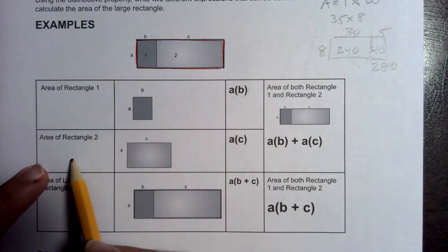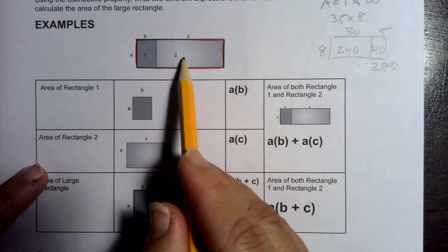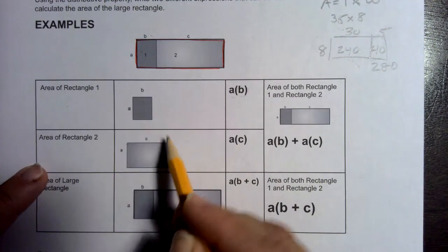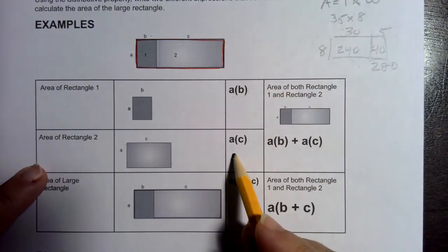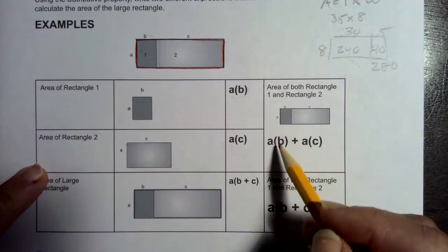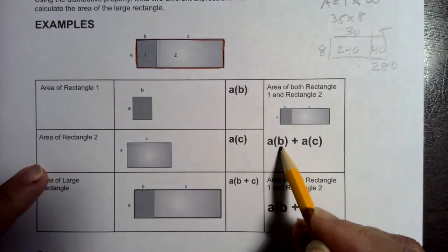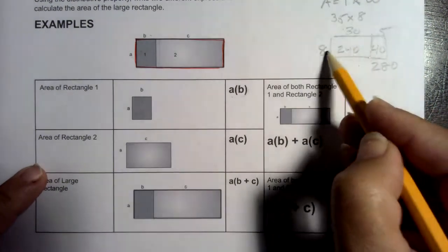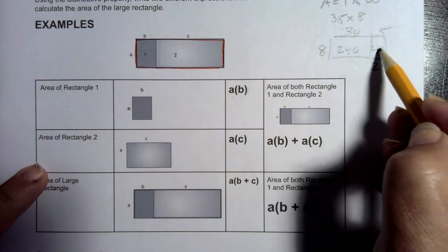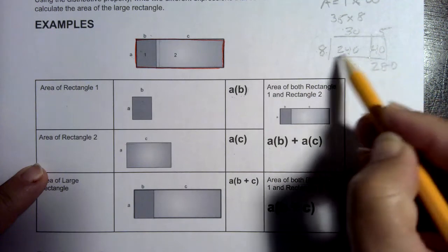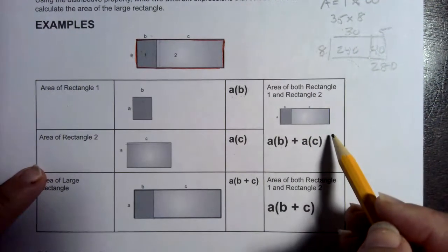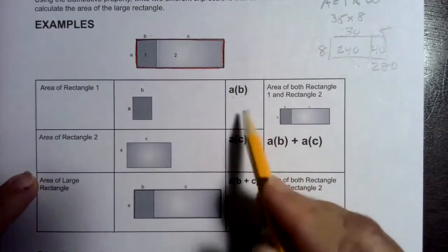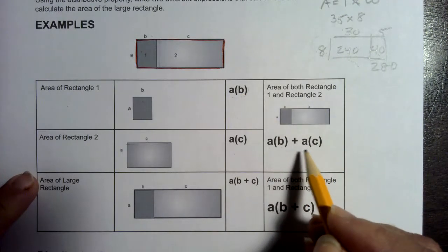Then I'm going to find the area of rectangle 2, which is this lighter rectangle. My length is A, as you can see, and my width is C. So I have A times C. If I want them all together, I'm going to say I multiplied A times B, and I'm adding it to A times C, just like here. I multiplied here, I got 240. I multiplied this piece, and I got 40. And then when I add them together, I get the whole rectangle. So that is expression number 1 right here. I'm multiplying A times B, and I'm multiplying A times C.